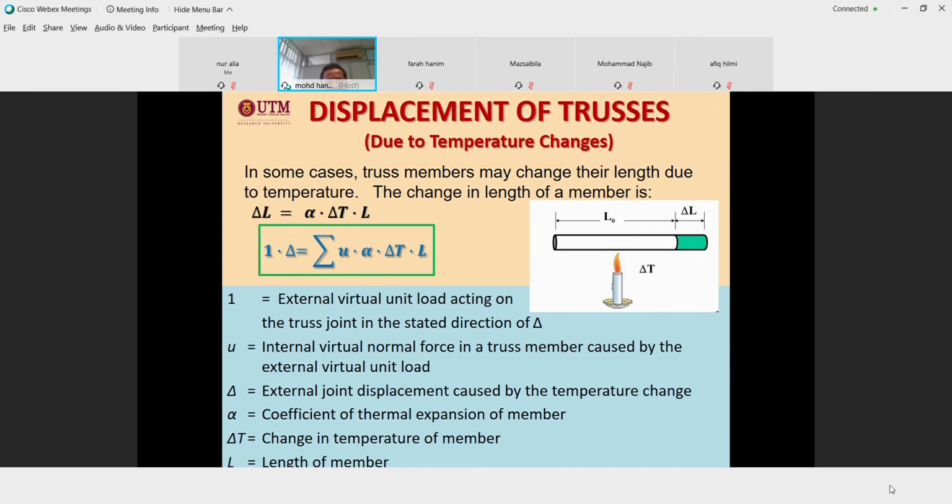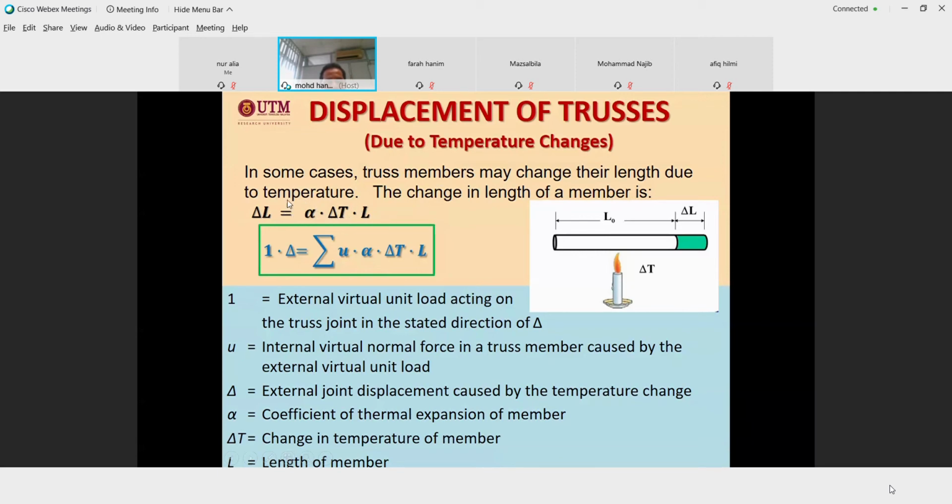In some cases, truss members may change their length due to temperature. Truss member here. Truss member means not the structure. For the structure, we call it deflection or deformation. And for truss member, it is elongation or contraction or shortening. The change in length of a member, of each member, is delta L equal to alpha delta T L.